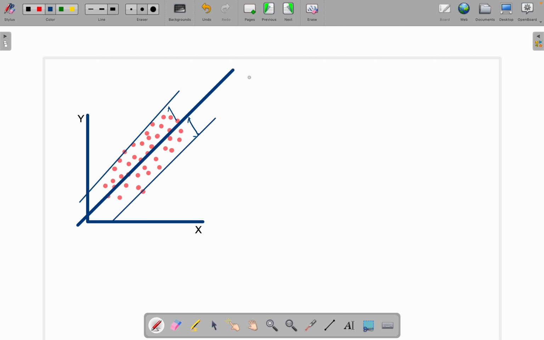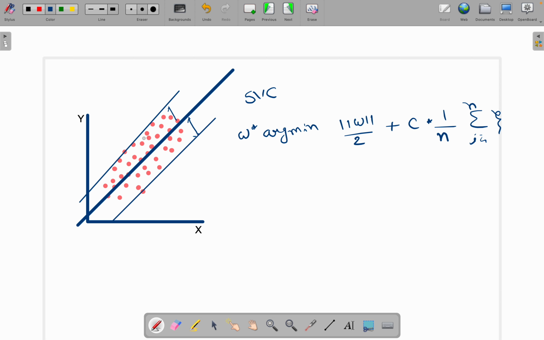So in SVM we had this optimization problem, right? Let me write it for SVC, which is basically classification. We were finding the optimal W which will minimize norm of W divided by 2 plus C times 1 by n, sum from i equals 1 to n of eta, right? So this was in the support vector classification setting, okay?